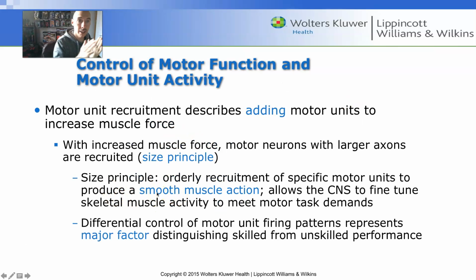Okay, we're always going to start with the smallest and progress to the largest every time, no matter what we're doing. Even if I'm doing a maximal deadlift, my body's still going to try to do it with the small motor units. They're going to be recruited first. They're not going to be able to accomplish the task. So I'm going to then start recruiting the larger ones. But they're always going to start with the smallest and progress to the largest, no matter what I'm doing. Okay.